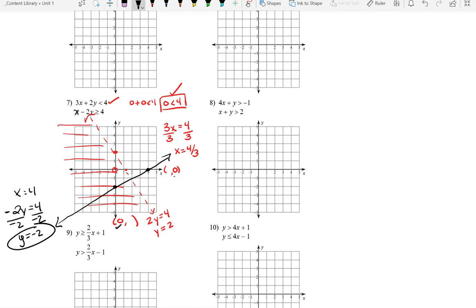Perfect. Okay, now I'm going to plug in 0, 0 again. And I'm going to be left with 0 minus 0 is greater than or equal to 4. And 0 is greater than or equal to 4. This is a false statement. That means 0, 0 does not work, which means everything on the other side works. Which means this is the area where they share. So that is graphing inequalities.